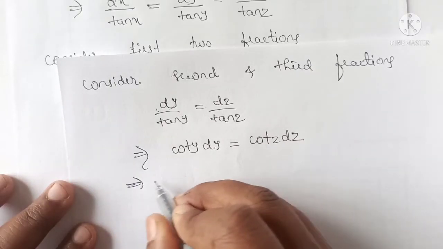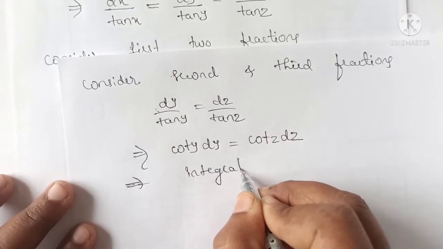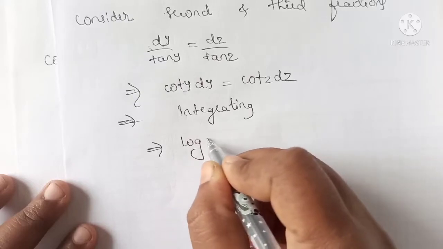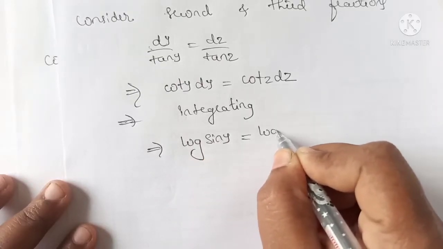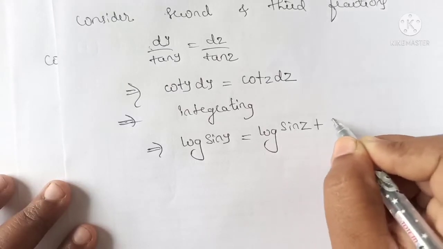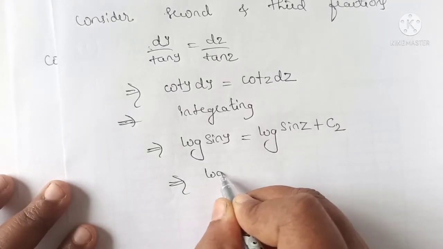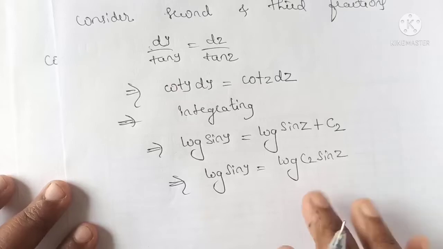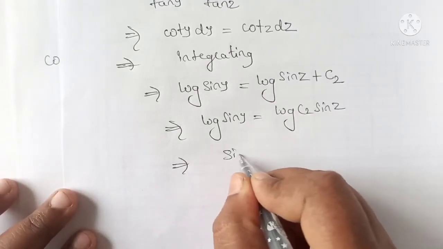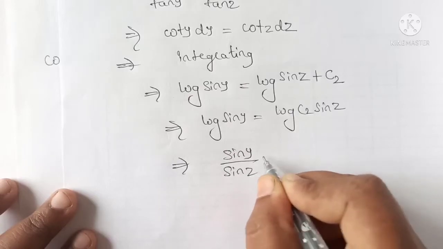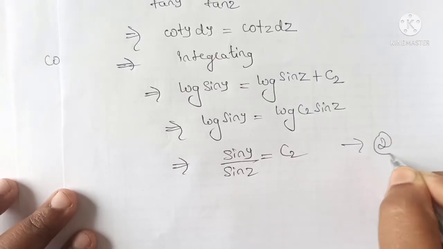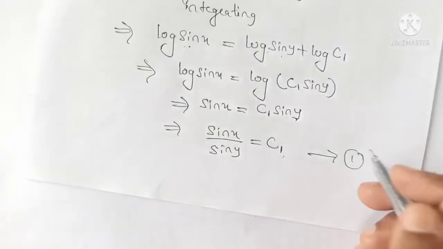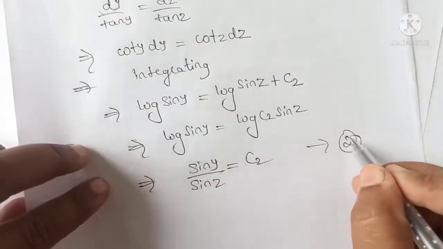Now integrating on both sides, we get the integration of cot y dy as log of sin y equals log of sin z plus c2, or it can be written as log of sin y equals log of c2 into sin z, or we may write it as sin y divided by sin z equals c2. So this is the other independent solution. Consider this as equation 2, and this one as equation 3.